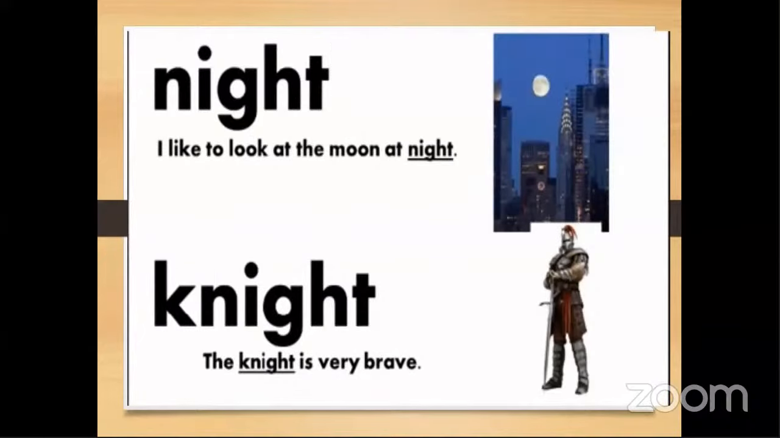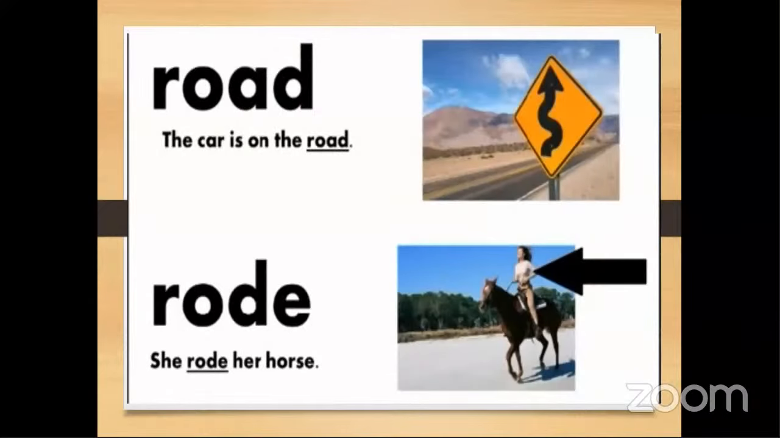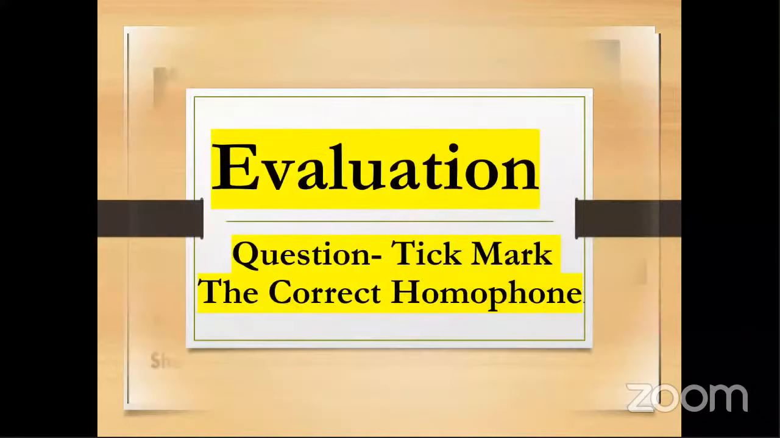Okay. Next is night. At the moon. I like to look at the moon at night. Okay. Now this is a soldier. Now this soldier's spelling is K-N-I-G-H-T. So night is there, only K has been added. So this knight, we are talking about the soldier, this knight is very brave. The road, the car is on the road. Now she rode her horse. Now there's a lady riding the horse.